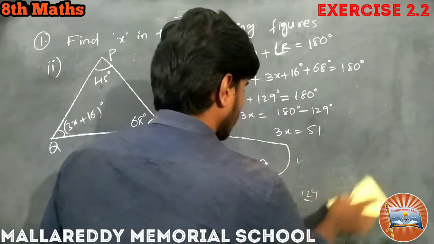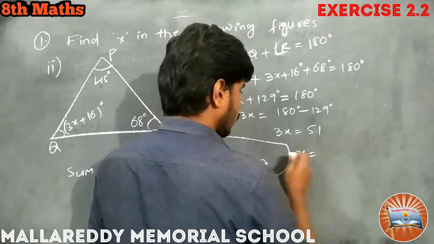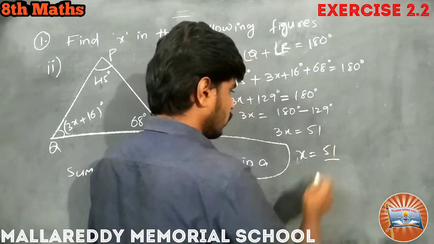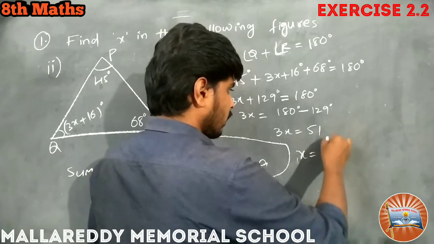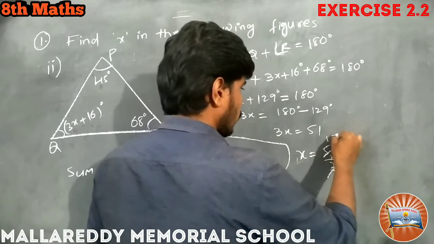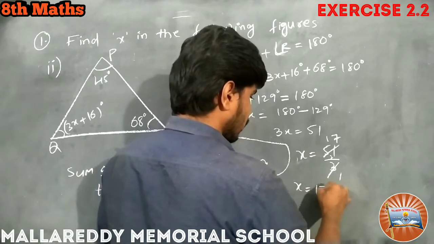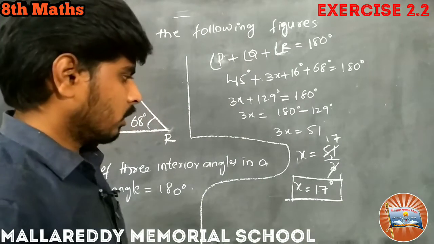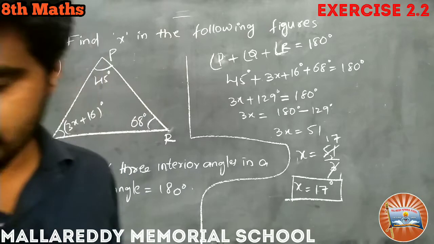I am erasing this, right? So now x is equal to, transposing this 3 to the RHS, it becomes the denominator of 51. 3 ones are 3, and 2 is remaining, 21, 3 sevens are 21. So x is equal to 17 degrees. This is our x equals 17 degrees, which is the required answer.